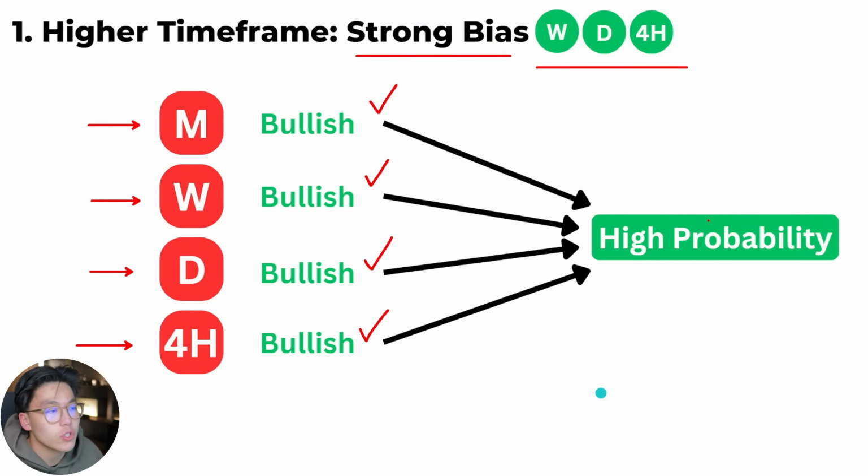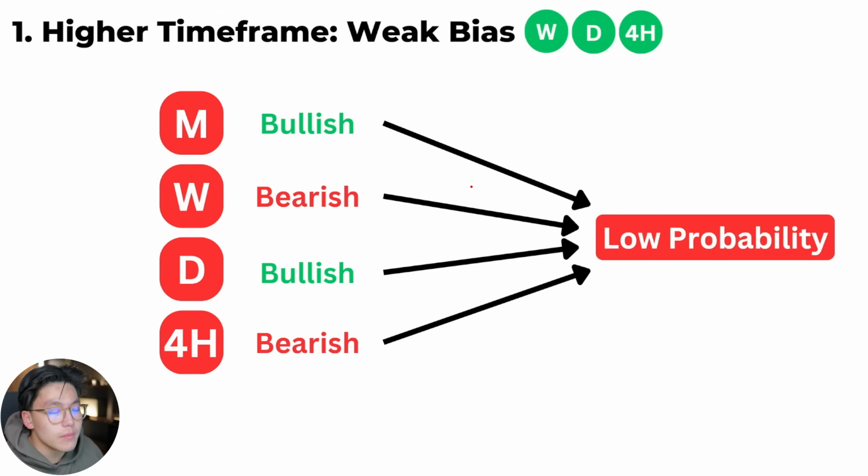This creates what's called a high probability environment. A high probability environment means that every single time frame is aligned. So that means we have a very strong bias and everything is very clear. So all we're looking for is dips for continuations towards the upside, compared to a weak bias where most time frames are not aligned or it's not as clear.